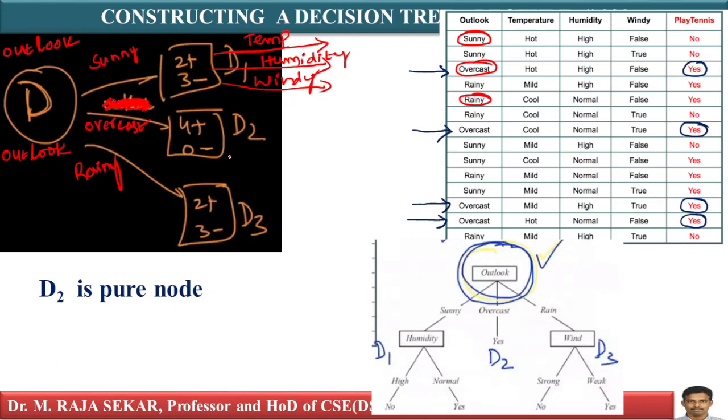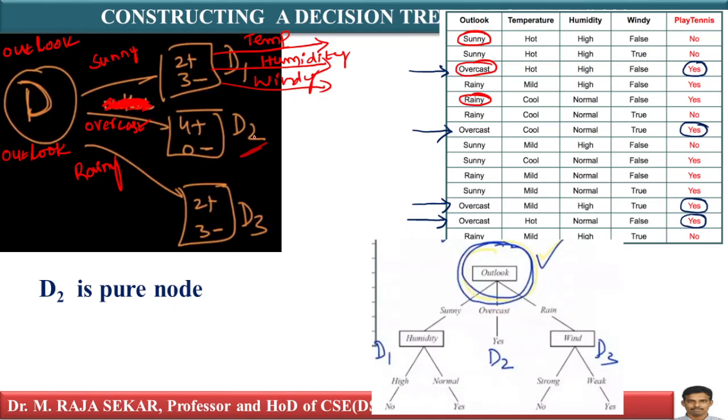4 positive, 0 negative. This is a pure node. We stop here because this is a pure node, and you need not bother about D2. That's what we are discussing. If a data node has only positive points or only negative points, those nodes are known as pure nodes, as we just discussed, isn't it?